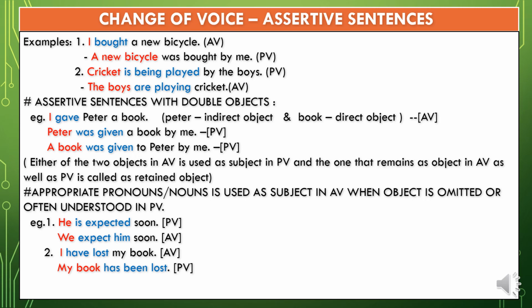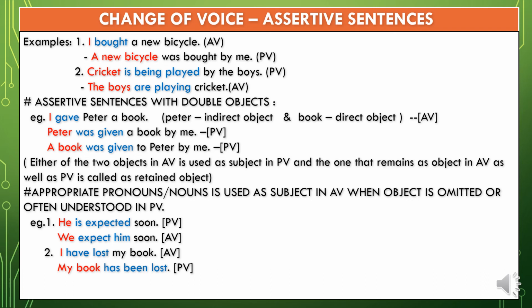Then what will happen to the verb? The main verb is in past form, so the main verb will be preceded by the past form of the be verb, so was. Then the third form, the past participle form of buy, is bought. And the subject of the active voice, I, will become the object of the passive voice, that is by me. Then another one is cricket is being played by the boys.